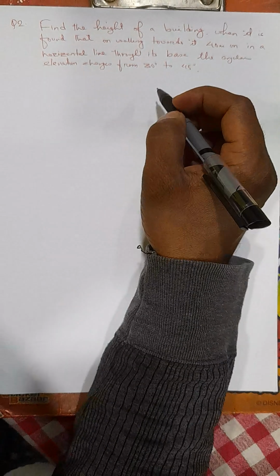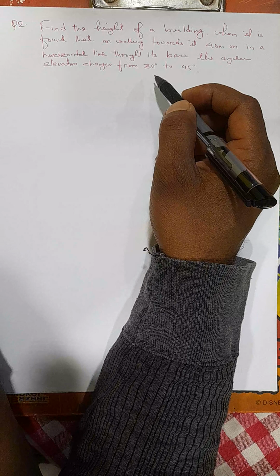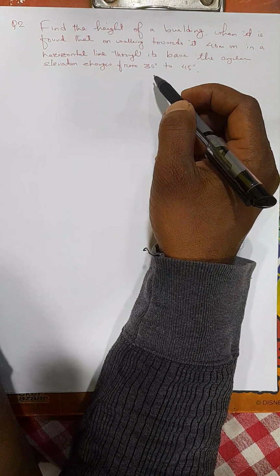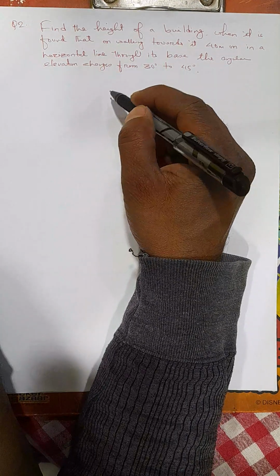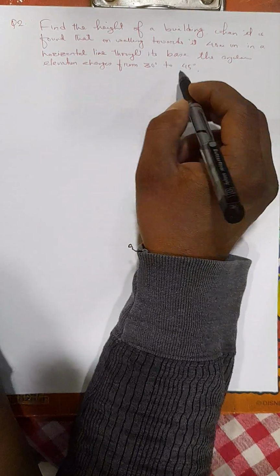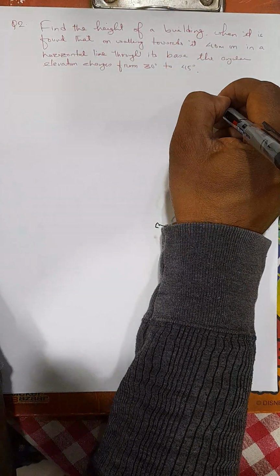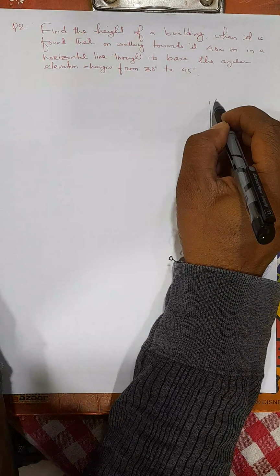Find the height of a building when it is found that on walking towards it 40 meter in a horizontal line through its base, the angular elevation changes from 30 degree to 45 degree. Height of the building. This is suppose height of the building H. Say it is AB.